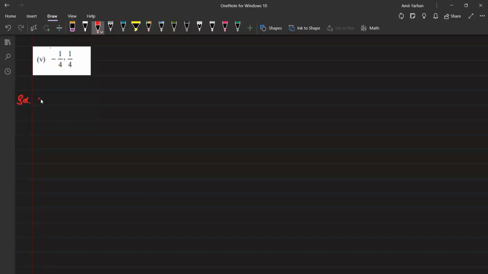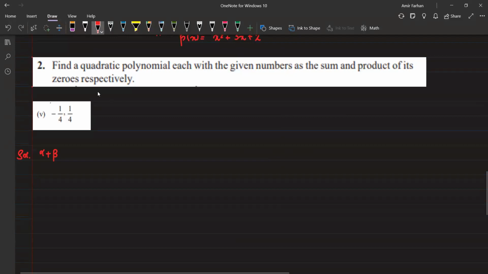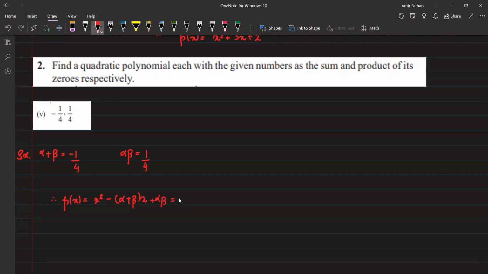So basically alpha and beta are given. First value that is given is the sum of zeros, written respectively. So the sum is given as minus 1 by 4, and alpha into beta as 1 by 4. Clear? So the expression should be x square minus of alpha plus beta into x plus of alpha into beta. Clear? So substitute the values here.